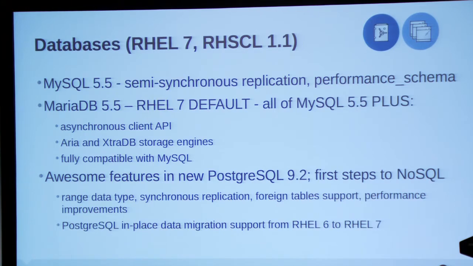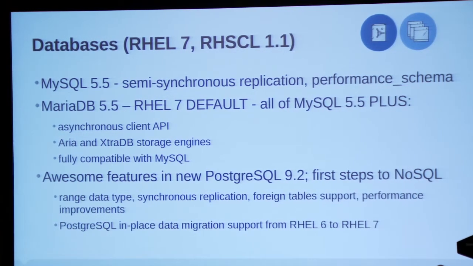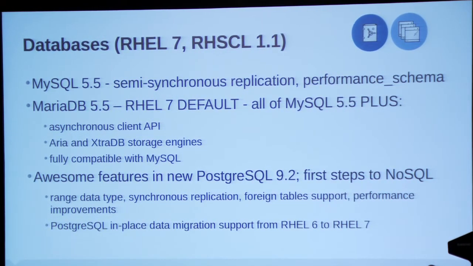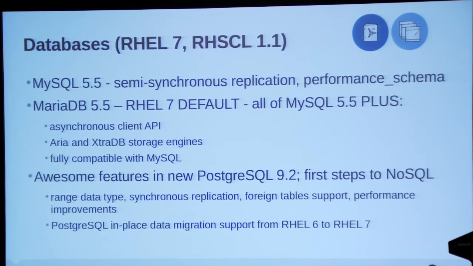Next item on my list is databases. Last year, we had a discussion at the Summit about whether we will have MariaDB or MySQL in RHEL 7. Well, thanks to the software collections, we have both. MariaDB is the primary database in RHEL 7. It's the RHEL 7 default. It comes with version 5.5. And since the switch in Fedora 19, it proved to be fully compatible with MySQL 5.5. In addition to the MySQL 5.5 features, it brings you an asynchronous client API and more storage engines.